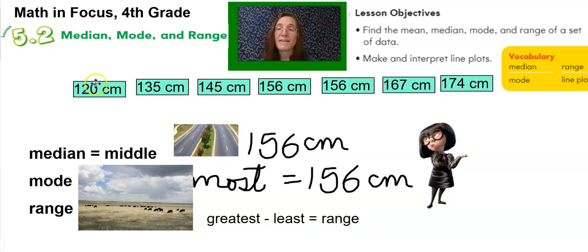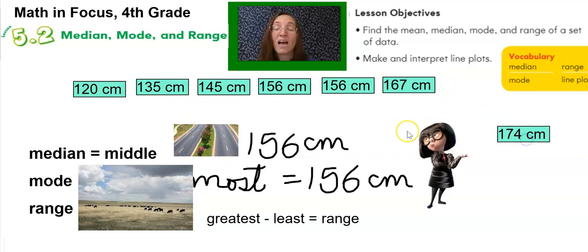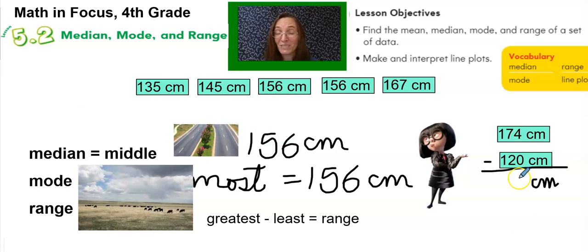To find the amount of space, you find the greatest data point, in this case it's 174 centimeters, and you find the least data point, and you subtract them. 4 minus 0 in the ones place is 4, 7 minus 2 is 5, and 1 minus 1 in the hundreds place is no hundreds. I'm not even going to write it. That means the range, or the big wide distance between the greatest and the least data point, is 54 centimeters. Mathematicians and scientists like all of these different data landmarks because it helps them understand the data set better.